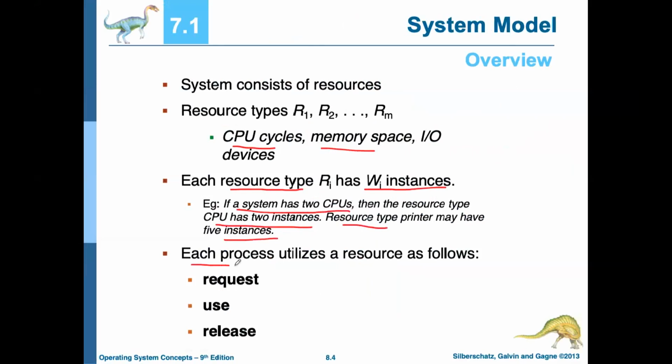So each process utilizes a resource as follows. First request, and then use it, and after that you have to release. So this is the process to utilize a resource. First you need to request, after that use it, and finally we need to release.